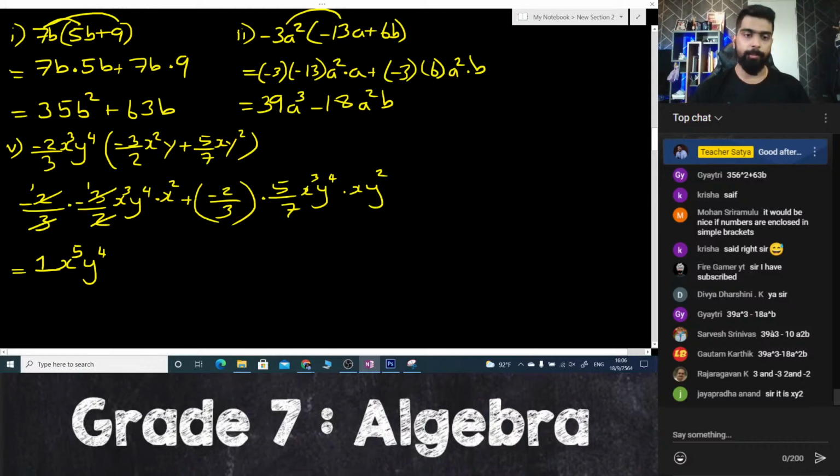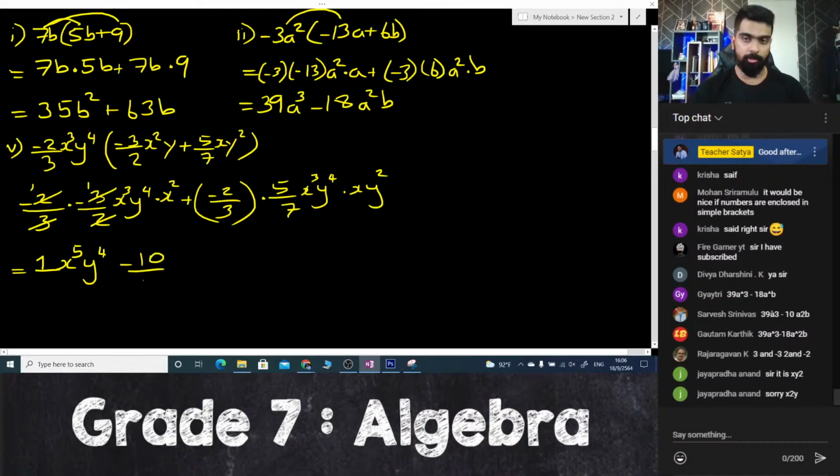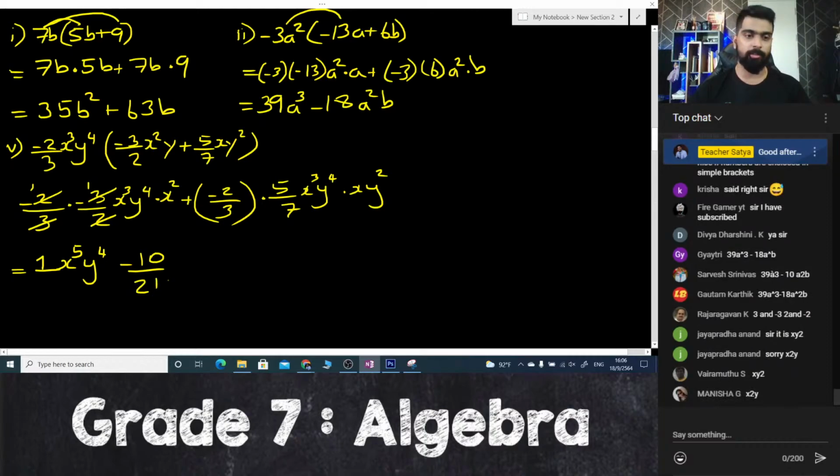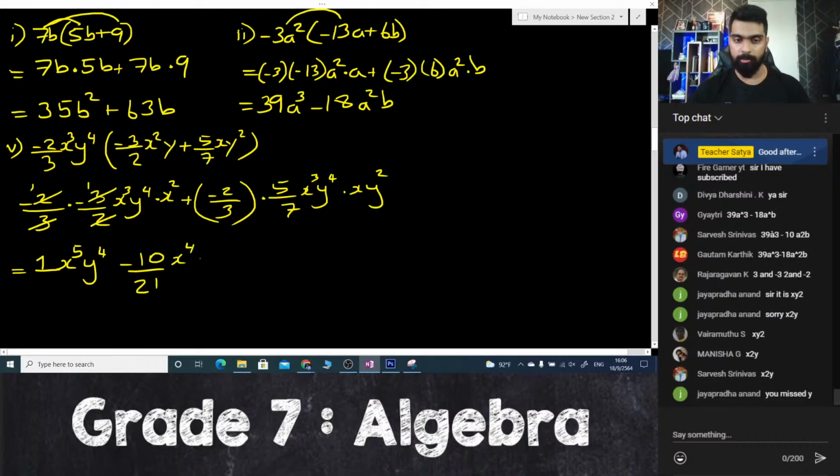And what do we have here? Going to the next one. So negative 2 times 5 is going to give us negative 10. So negative 10 over 3 times 7 will give us 21, right? 3 times 7 is going to give us 21, right, guys? Now, x cubed times x is going to give us x to the power of 4. Y to the power of 4 times y squared will give us y to the power of 6.